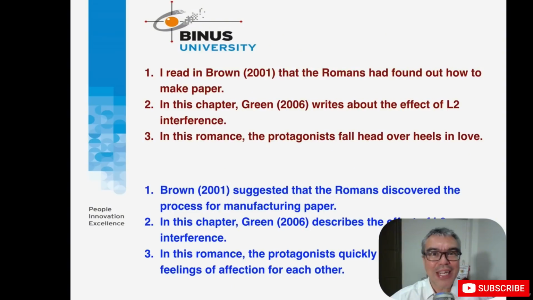So, there's the summary. Use passive voice, avoid personal pronouns, and use formal vocabulary. Simply doing these three things and you're well on your way to having accurate style and voice in your academic writing. Thank you for this lesson. Let's move on to the next one.